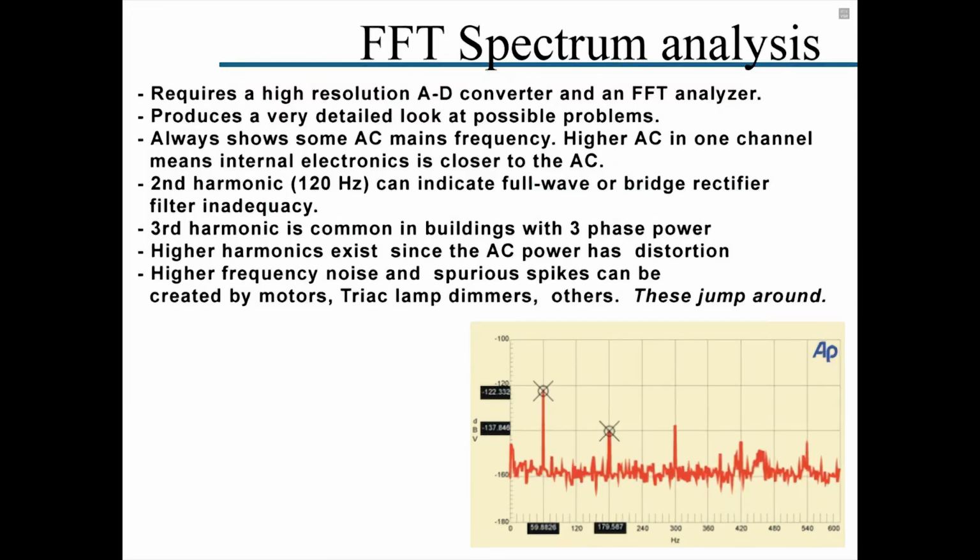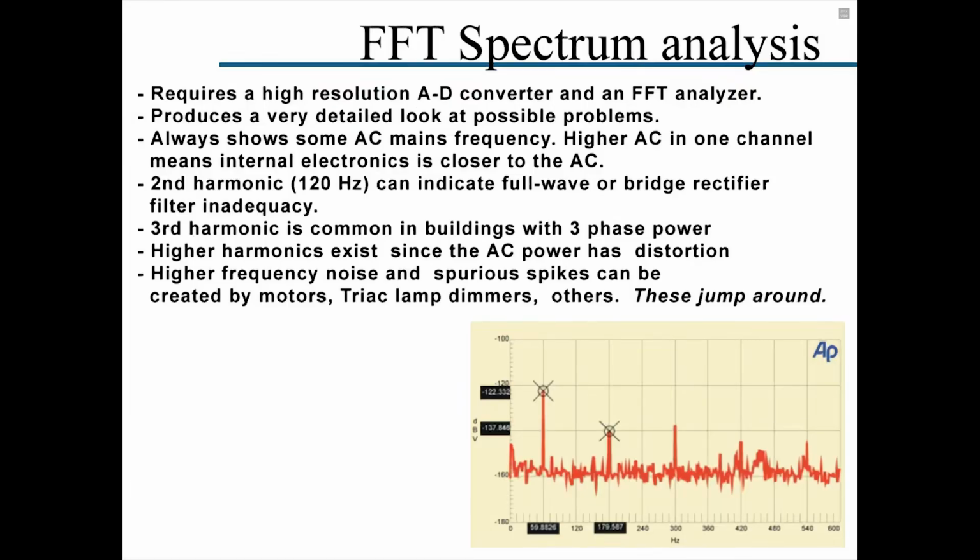FFT spectrum analysis produces a very detailed look at possible problems. It will always show some AC mains frequency. Higher AC in one channel means internal electronics are closer to the AC on that channel. Second harmonic can indicate full wave or bridge rectifier filter inadequacy. Third harmonic is common in buildings with three-phase power.